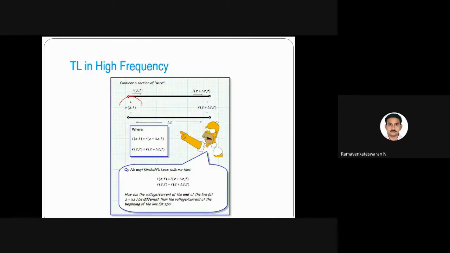So this is the same thing I told you. This is V of z comma t, the voltage across the transmission line, and this is the current through the transmission line. This is the sending end and the receiving end. I'm saying that the sending end current and voltage are not equal to the receiving end current and voltage. And you may wonder, the Kirchhoff law tells me the current and voltage should be equal between these two, because no component is connected between them.